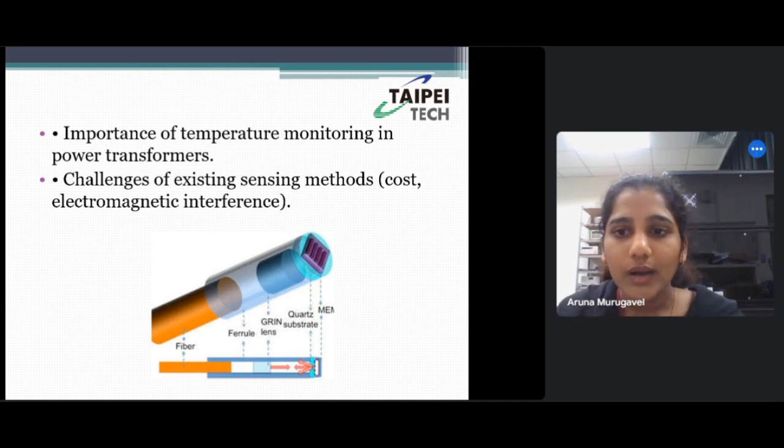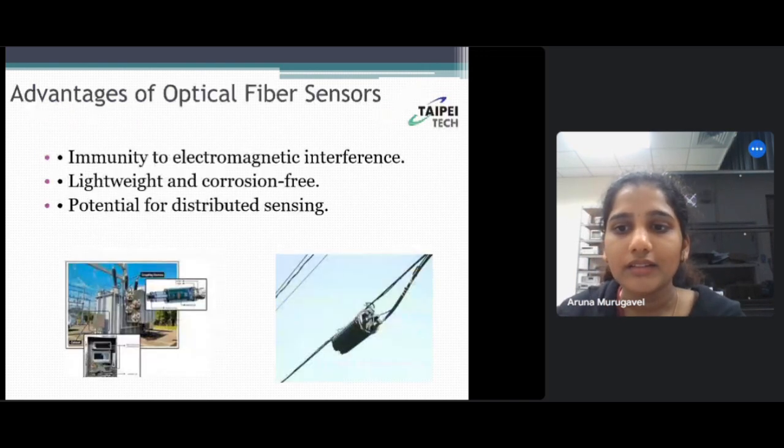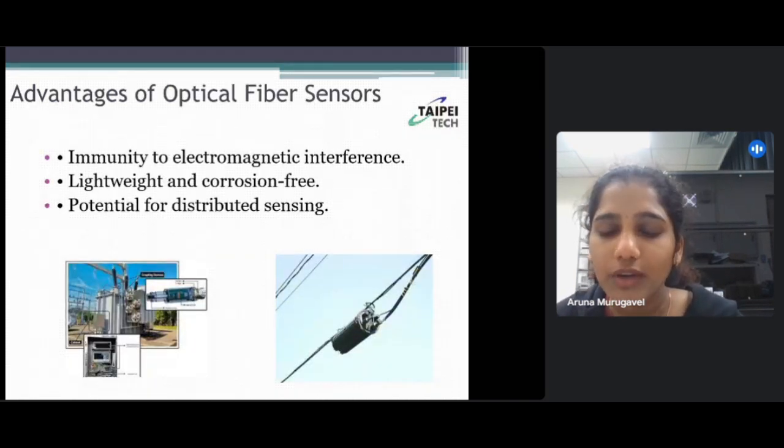Then the objective here is to develop low-cost optical fiber-based temperature sensors. These sensors need to be immune to electromagnetic interference, lightweight, corrosion resistant, and capable of distributed sensing to ensure real-time and long-term reliability.